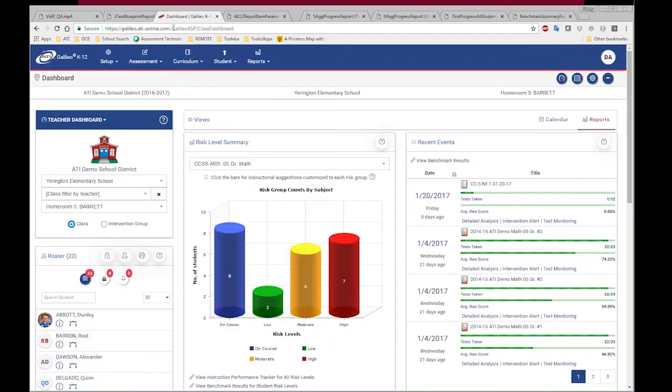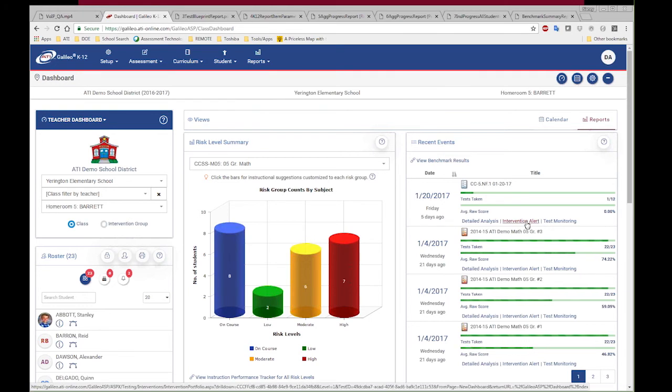So teachers have access to that, and I'm going to move back to the dashboard, and now we're able to look at the data itself. How did students respond? What are their raw scores telling us about standards mastery? And we have a couple of reports that I can share with you. Let's see, where should we start? Let's start with intervention alert.